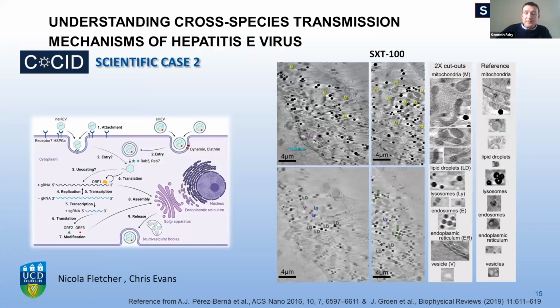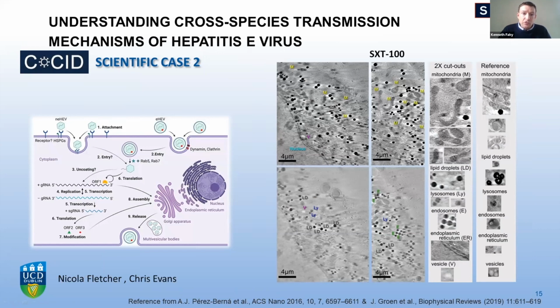Another use case, with Nicola Fletcher and Chris Evans at the UCD School of Veterinary Sciences, is using the SXT100 to investigate structural differences in genotype 1 and 3 HEV replication in pig and human cell lines, and to investigate the ability of potential therapeutics and inhibitors of the viral life cycle to reverse these structural changes.